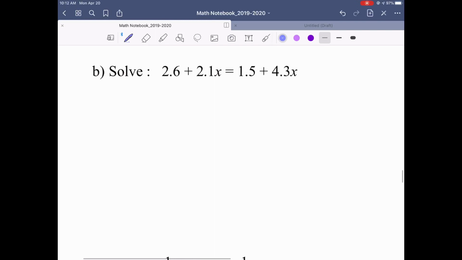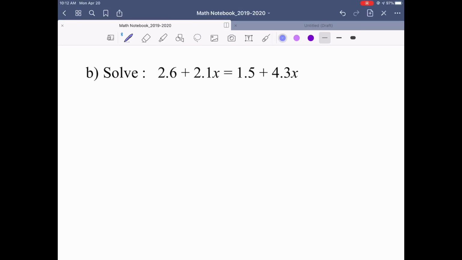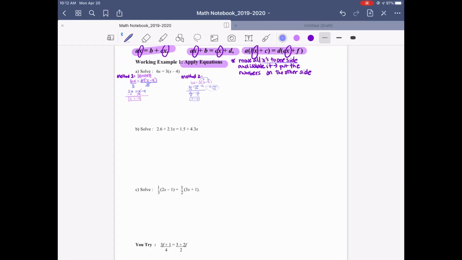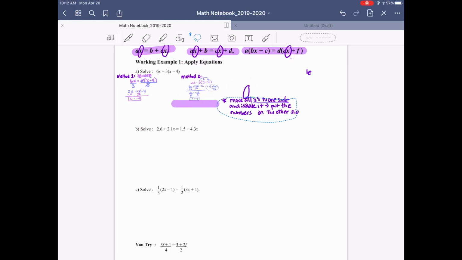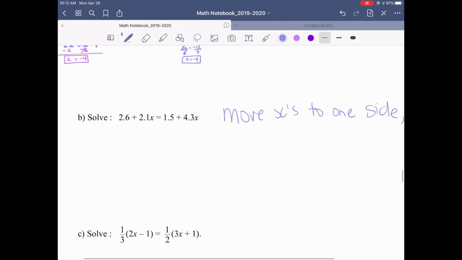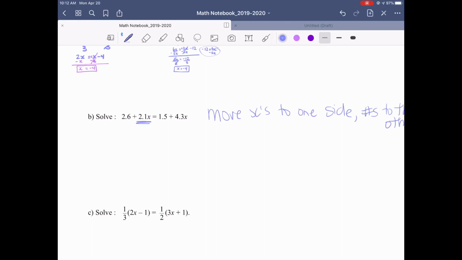So it says solve 2.6 plus 2.1x equals 1.5 plus 4.3x. I want to make sure you remember this rule right here, okay? Move all the x's onto one side. So you want to move x's to one side and then the numbers, the constants, to the other. Okay, so here we have 2.1x and 4.3x. And then for our numbers, we have 1.5 and 2.6.